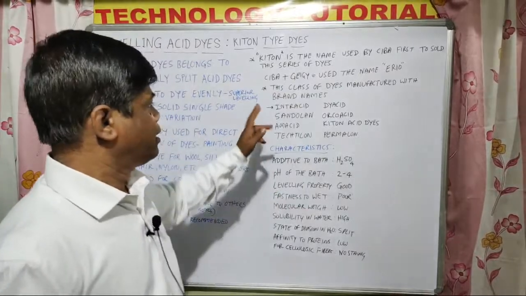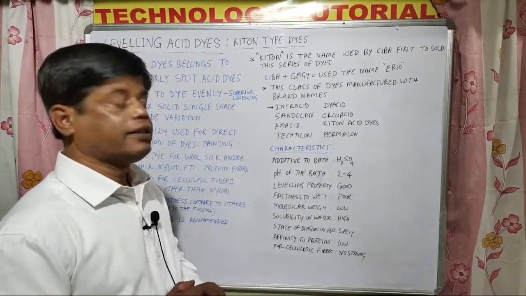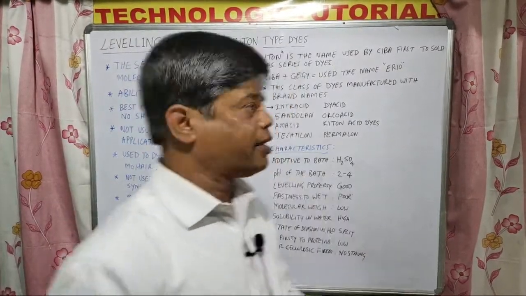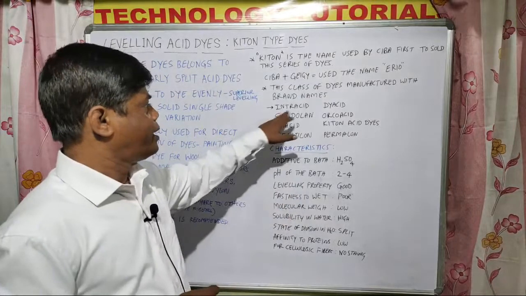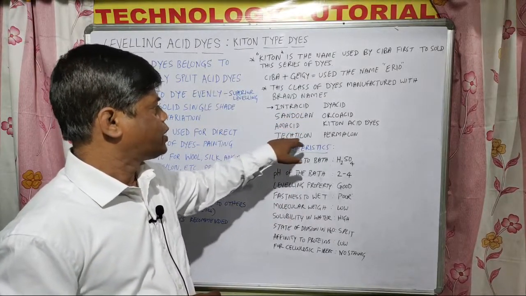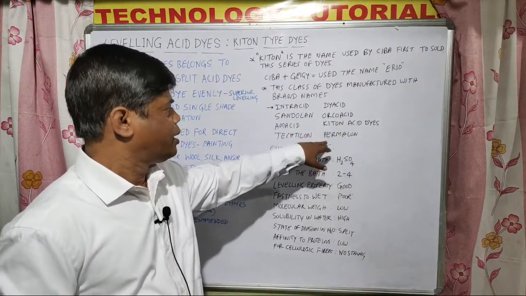Next, what other manufacturers and brands of leveling dyes are available in the market? Entra, Sedizer, Sandalon, Amacid, Textile, Orco acid, Ketone acid, and so on.